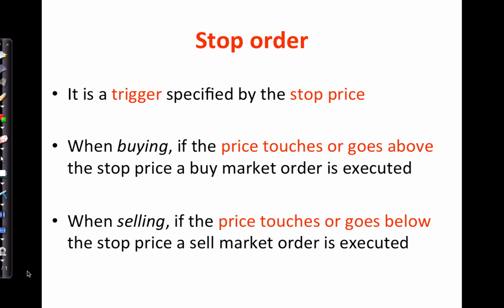So next one is the stop order. Okay, so stop order is basically a trigger. You specify a level called stop price, and if you are buying, basically what you want is you want to buy if the price is touching or going above your stop price. And when you are selling, is the opposite. So you are selling if the price is touching or going below the stop price.